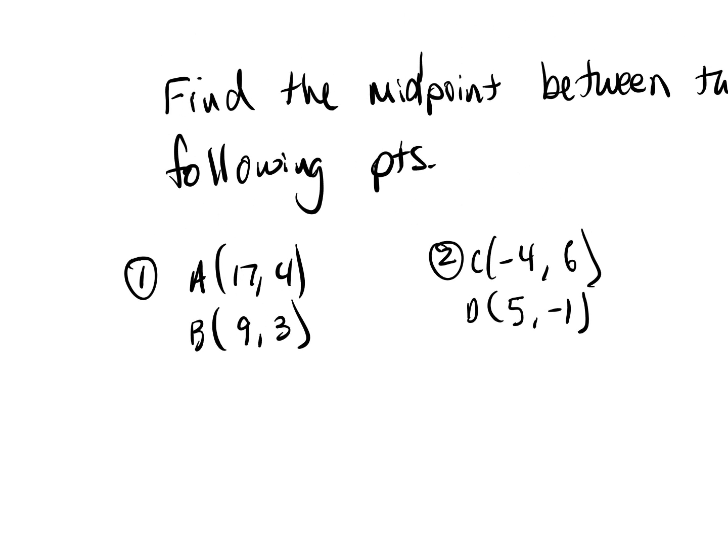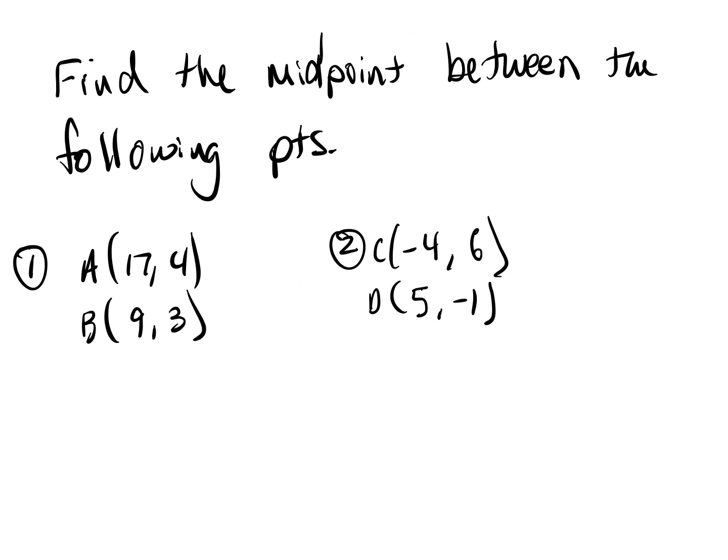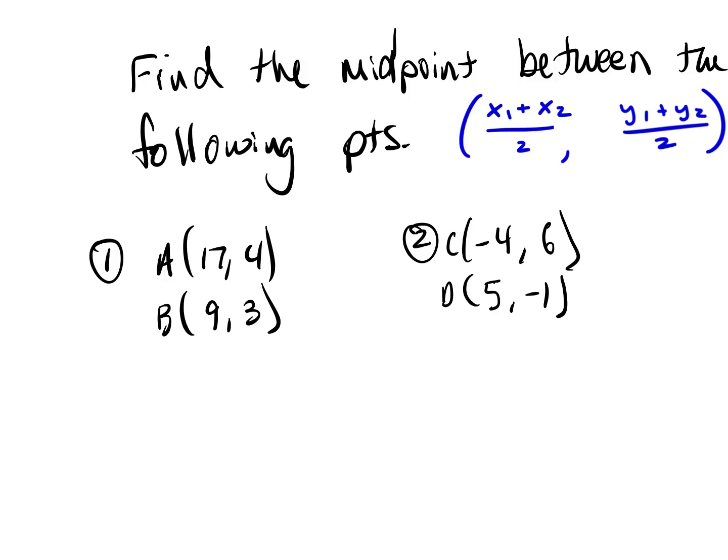So with example 1, it says find the midpoint between the following points. My midpoint formula is x1 plus x2 over 2, and then y1 plus y2 over 2. So the average of the x's and the average of the y's. Then I'm going to label my points to make it easier for us to plug in: x1, y1, x2, y2.